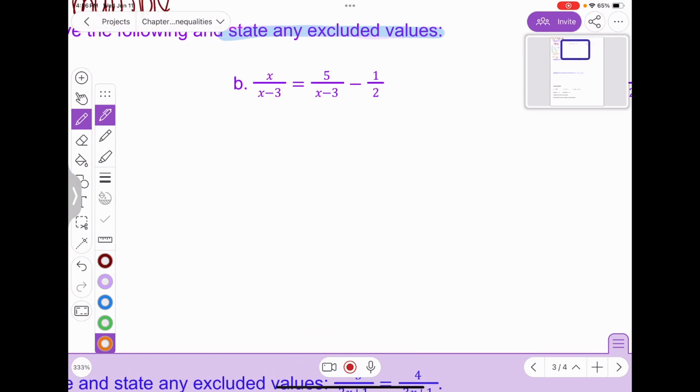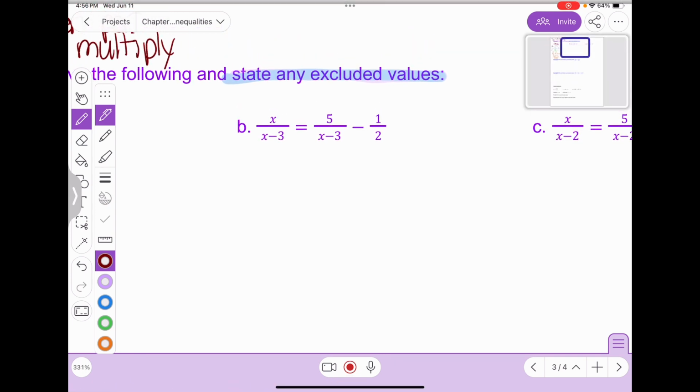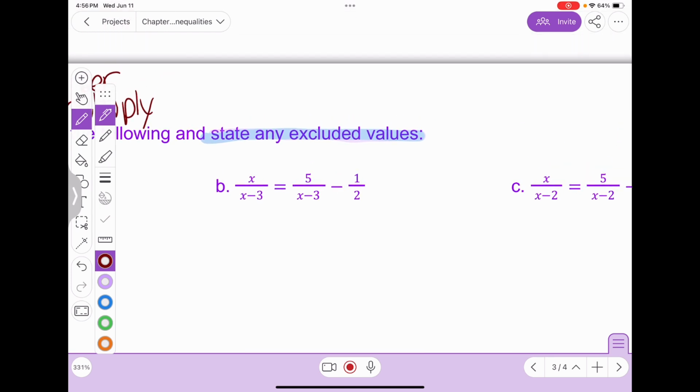Now, over here for B, same thing we were just doing on the other side. We're going to multiply by our greatest common factor. So if there's more than one fraction, we're going to do what we were doing before.